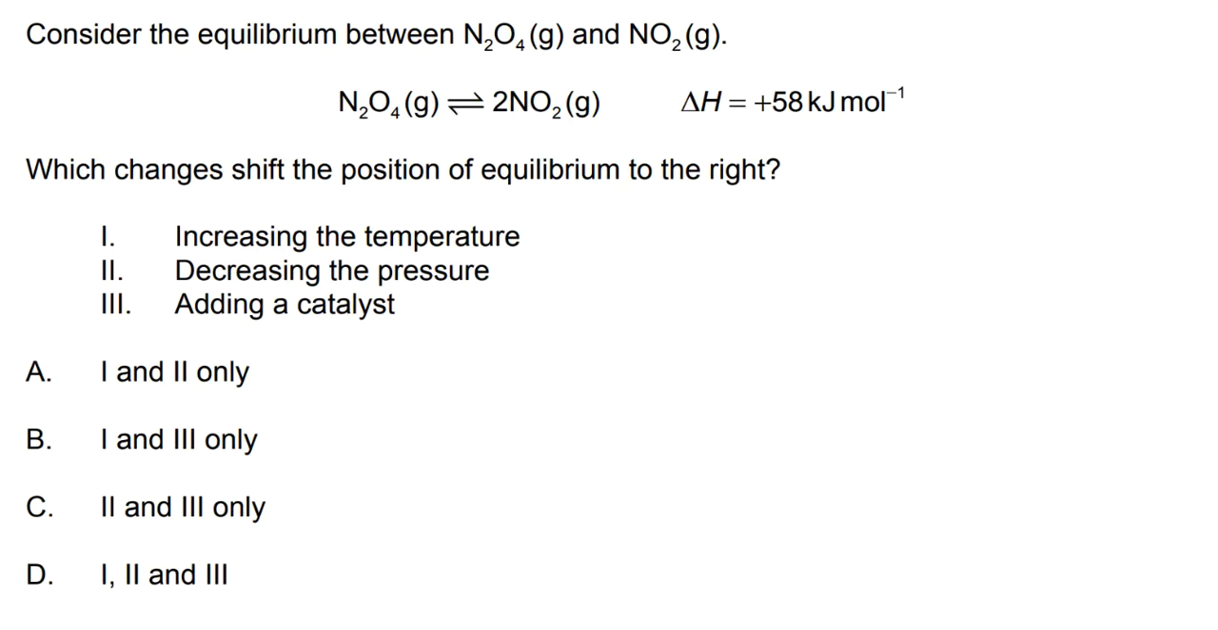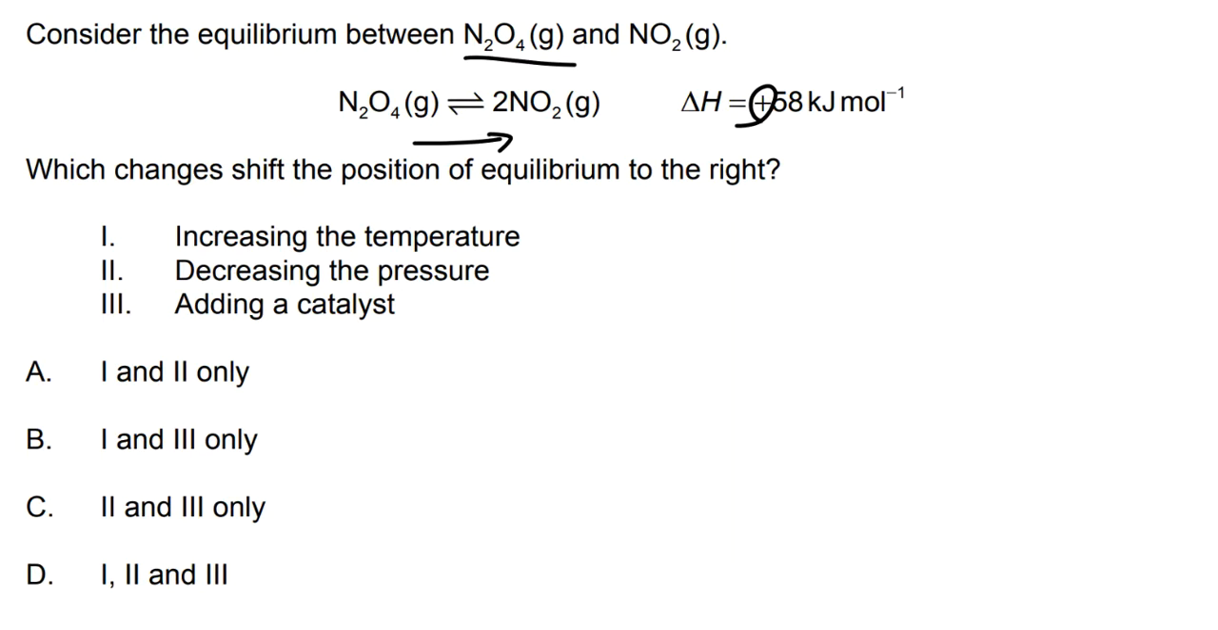Next question. Consider the equilibrium between N2O4 and nitrogen dioxide. Okay, looks like it's a decomposition reaction. Which shifts the position of the equilibrium to the right? So from here to here. We have the enthalpy information, we have the number of moles of gases. Well, if we increase the temperature, what will happen? Well, this is a positive value for the enthalpy change, so this is an endothermic reaction.